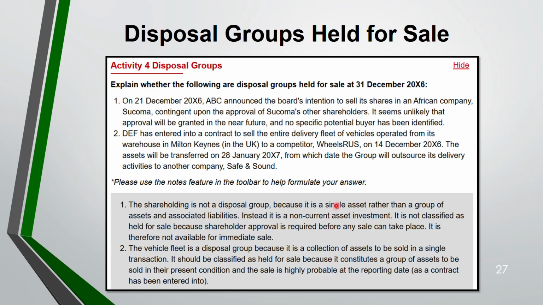Why? Because it is a single asset rather than a group of assets and liabilities. Instead, it is a non-current asset investment. So it is not classified as held for sale because shareholder approval is required before you can take any sale. In this case, it is not available for immediate sale also because you don't have the approval. Without the approval, you can't sell. So it's not available for immediate sale. You understand? And also no buyer has been identified. So in this case, it's not a disposal group.